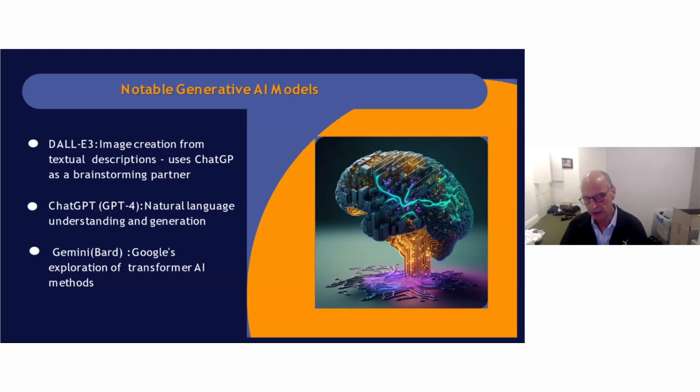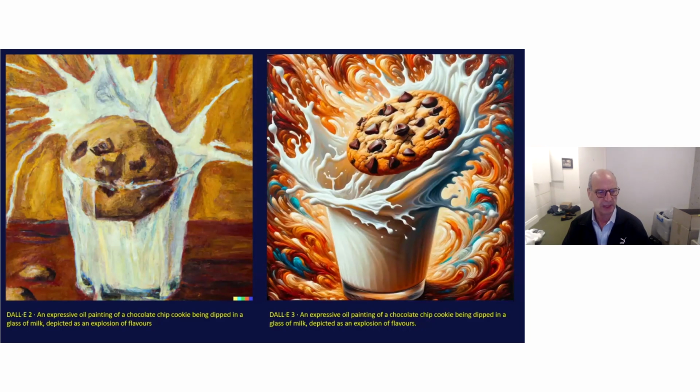We all know about ChatGPT, which is natural language understanding and generation, and Gemini, which is Bard, Google's equivalent. ChatGPT is a superior algorithm when you're looking to generate text. Bard is probably better when you look to do research. To give an example, if you say to DALL-E 2, give me an expressive oil painting of a chocolate chip cookie being dipped in a glass of milk, depicted as an explosion of flavors, it comes up with this image on the left, but within months, that image is so improved to the image on the right. So you can see these things are rapidly evolving.